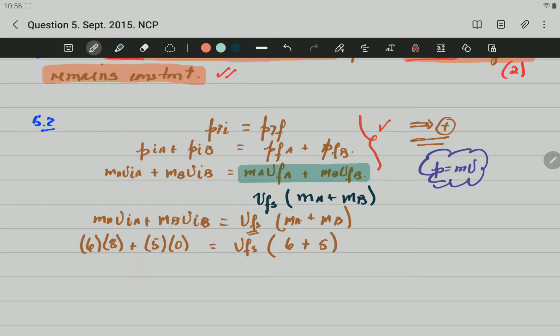And when you do the calculations here, which I am not going to be doing all of, otherwise it's going to take too long, the final velocity of the system is going to be equal to 4.36 meters per second to the right. To the right. Now, that part is important.